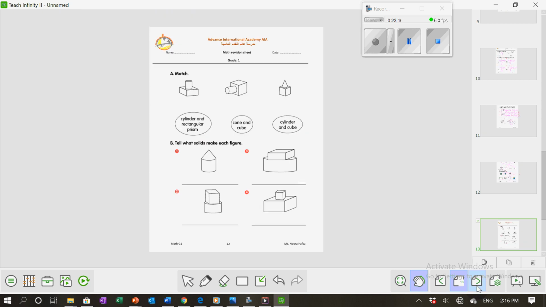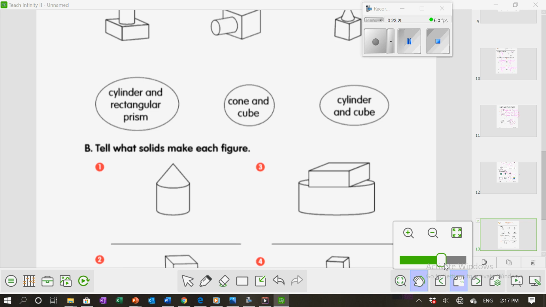Here is a composite figure, a 3D shape. We put shapes together to find a new shape. We still have two pages and we will finish. Just wait.